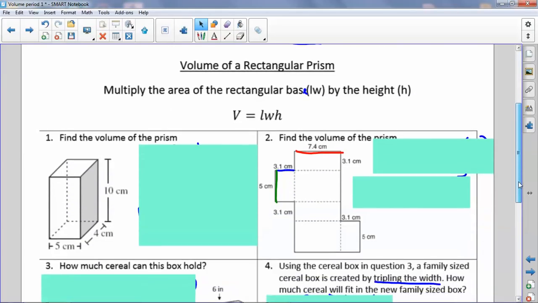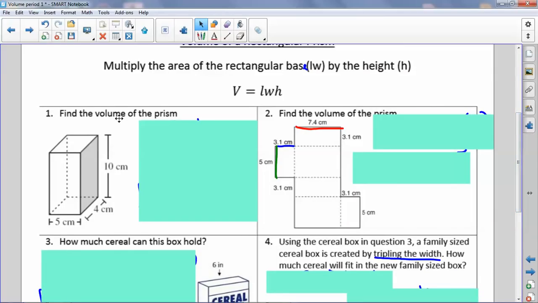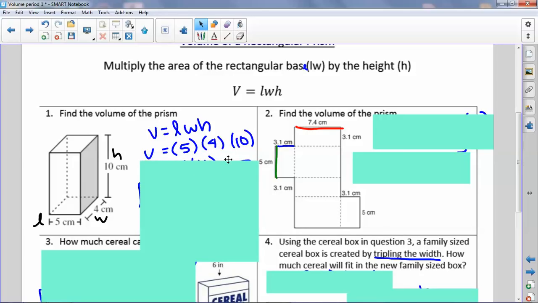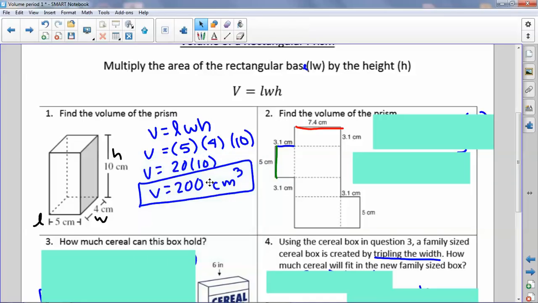Now if we look carefully at the first example, find the volume of the prism. So we have 5, 4, and 10. So we can designate these simply to be our length, our width, and our height. Okay, so the first thing we know is our formula is going to be length times width times height. So substituting that in, I have a length of 5, a width of 4, and a height of 10. Just multiply it all together and we get 200 centimeters cubed. Remember to cube our answer.